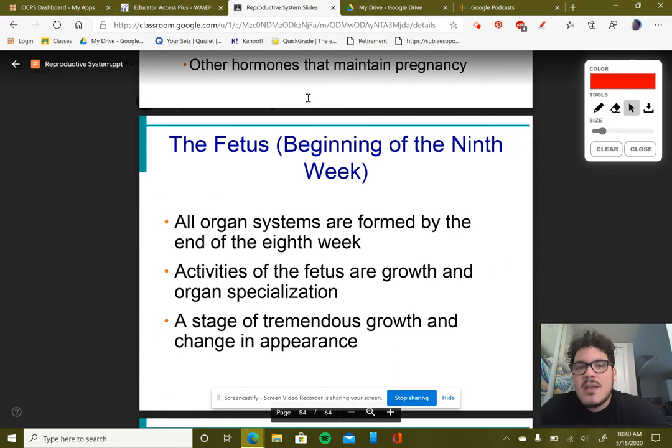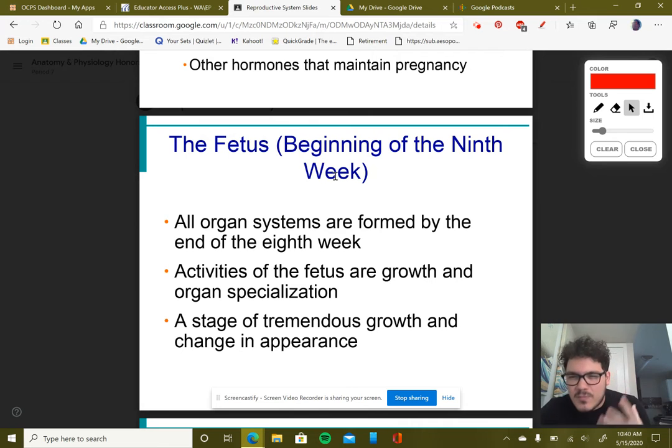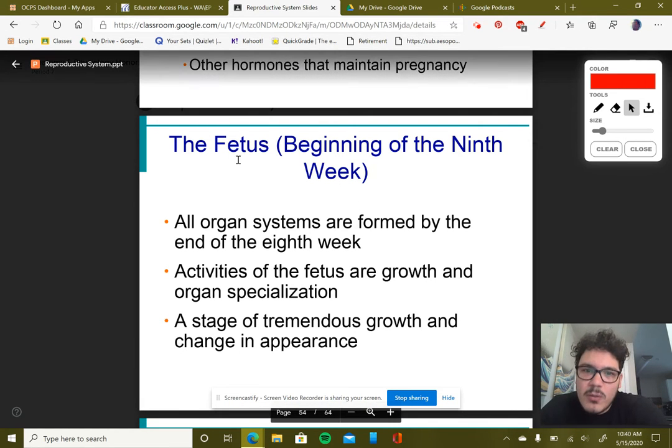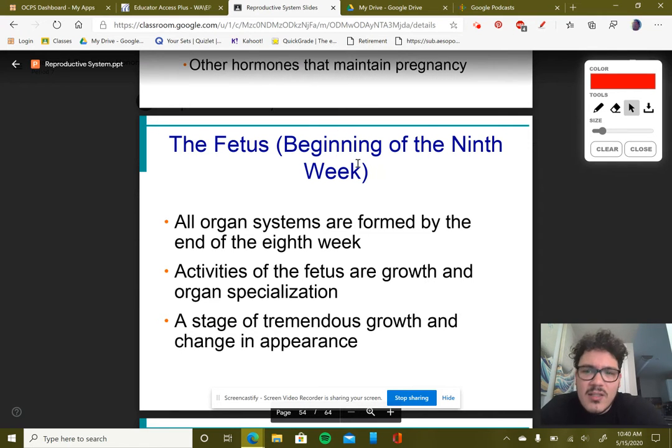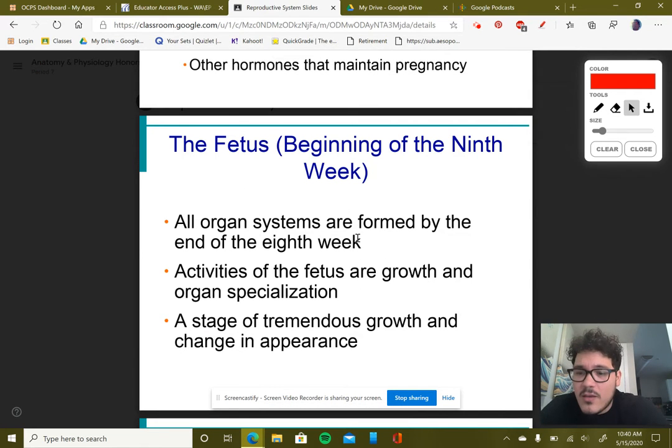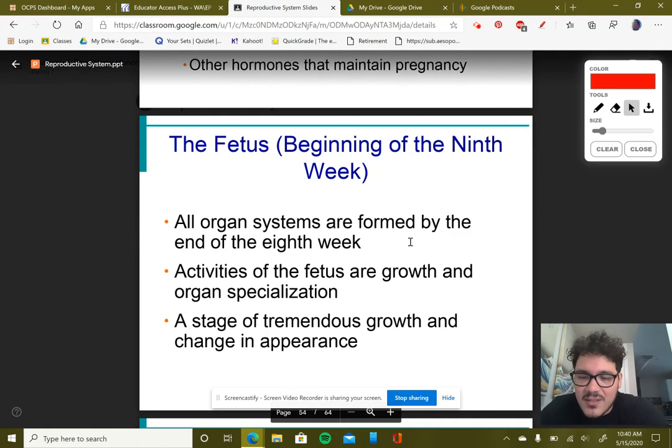All right. Now we're officially in a more complex structure as far as our development. Now we're officially referring to it as the fetus. So this is technically in the 2nd trimester when we officially start calling it a fetus, or in the fetal stage, so the beginning of the 9th week. So end of 1st trimester, beginning of 2nd trimester. All organ systems are formed by the end of the 8th week. So by the end of the 8th week, you've officially created all the organ systems.